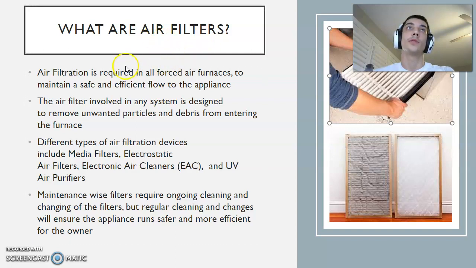What are air filters? Air filtration is required in all forced air furnaces to maintain a safe and efficient flow to the appliance. The air filter involved in any system is designed to remove unwanted particles and debris from entering the furnace. Different types of air filtration devices include media filters, electrostatic air filters, electronic air cleaners, and UV air purifiers. Maintenance-wise, filters require ongoing cleaning and changing, but regular cleaning and changes will ensure that the appliance runs safer and more efficiently for the owner.